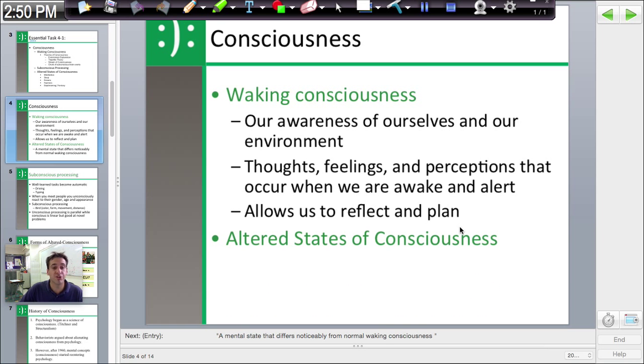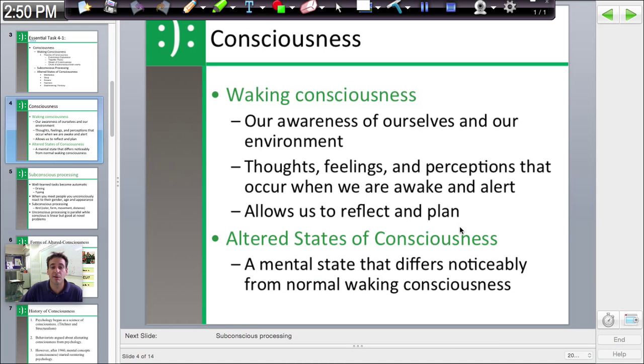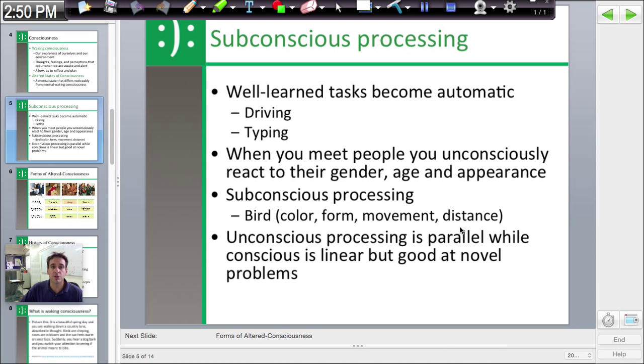And then we have the altered states of consciousness. That is a mental state that differs noticeably from normal waking consciousness. A lot of times the altered states of consciousness involve drug interactions, hypnosis, and dreaming. Okay? Then subconscious processing. Well-learned tasks become automatic to us.